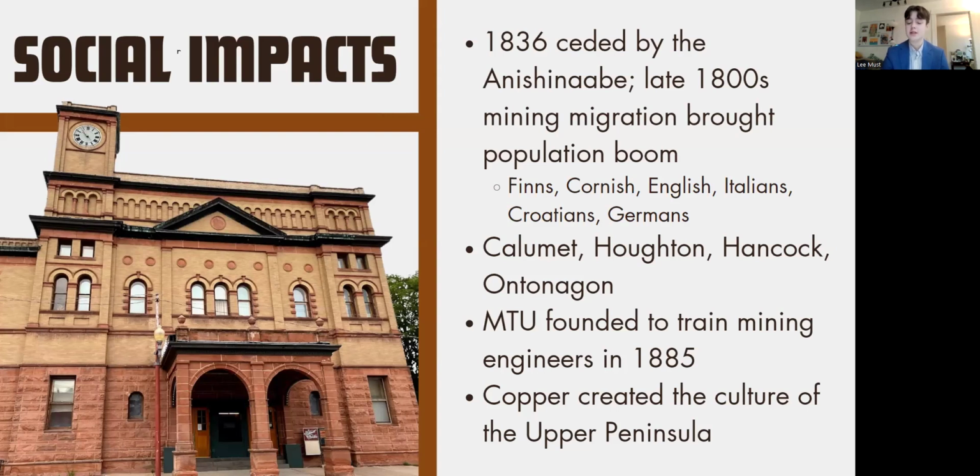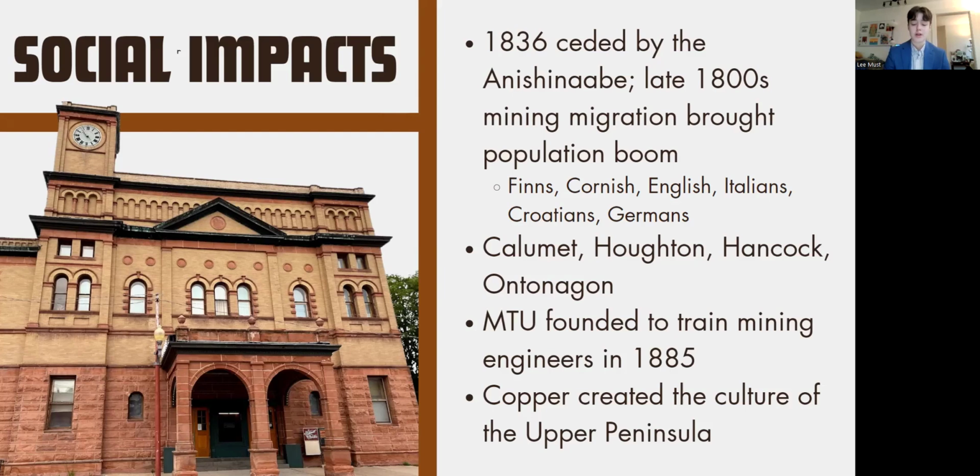In 1836, the Anishinaabe ceded the territory to the colonizers for a payment, and the white man then discovered copper there, and the copper rush began not long after. The mining rush brought a massive population boom to the Keweenaw. Finnish and Cornish people made up the majority of the immigrants coming to reap the benefits of copper, followed by English, Italians, Croatians, and Germans.